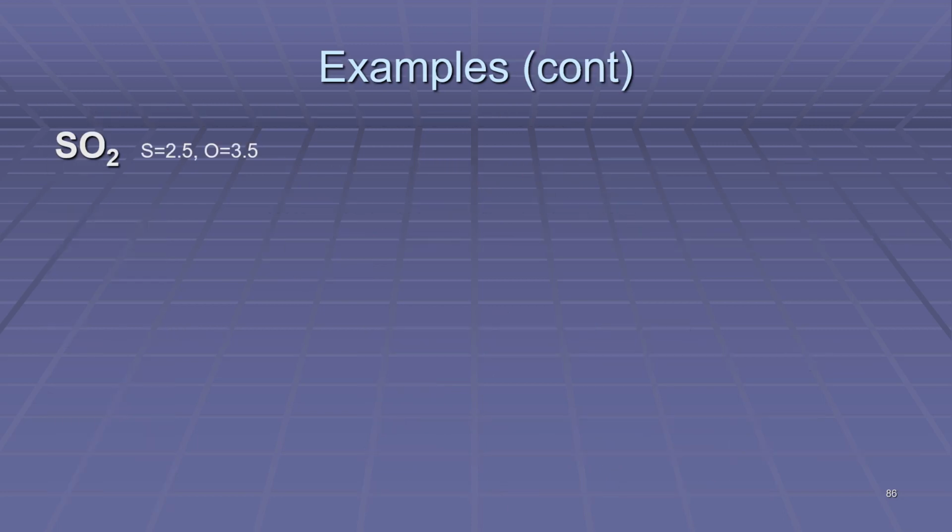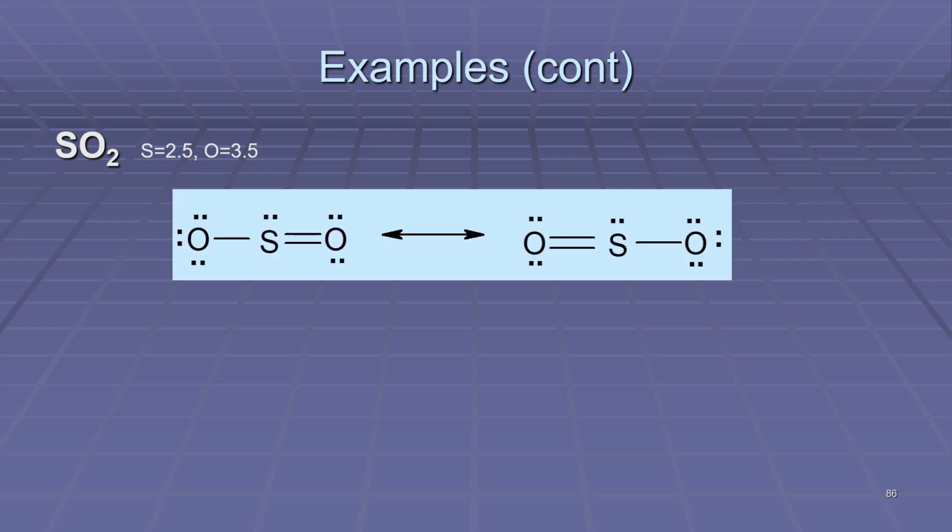All right, SO2. So first of all, let's look at the picture. Okay, so first of all, the difference between S and O is 1.0. So there are polar bonds. Yes, there are polar bonds. So now here we look at the molecule. So this is a polar bond, and this is a polar bond. All right, so we definitely have a polar bond, but now we need to think about the geometry.